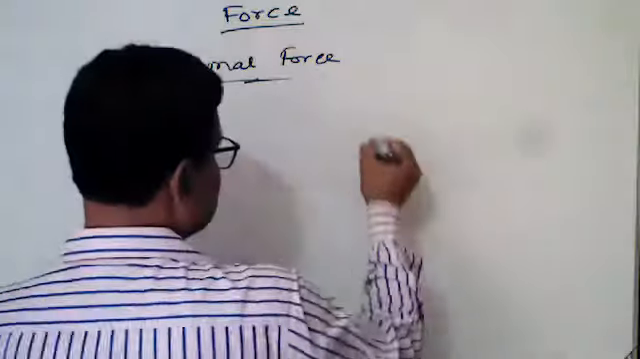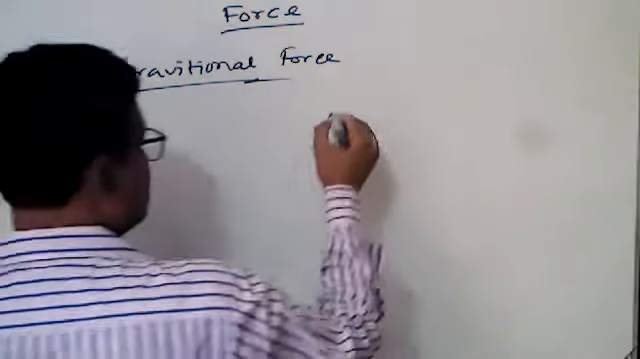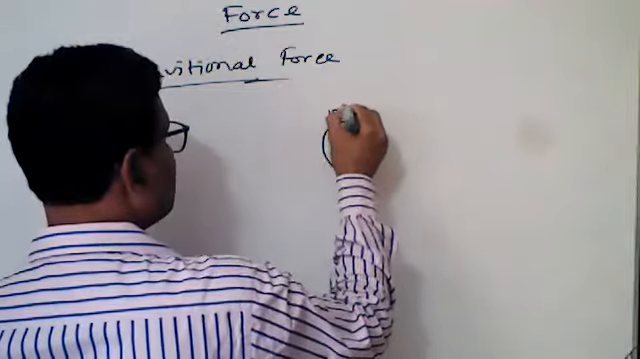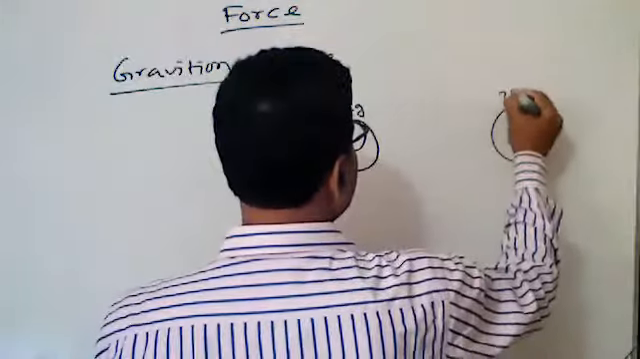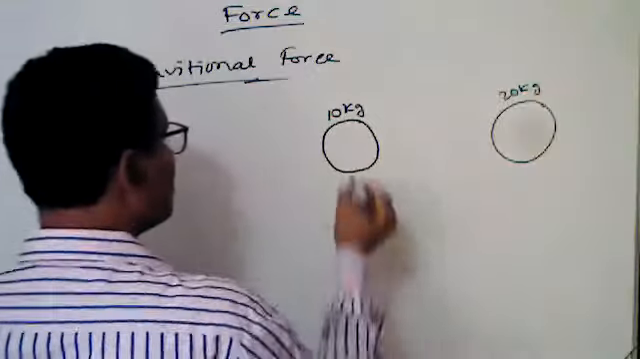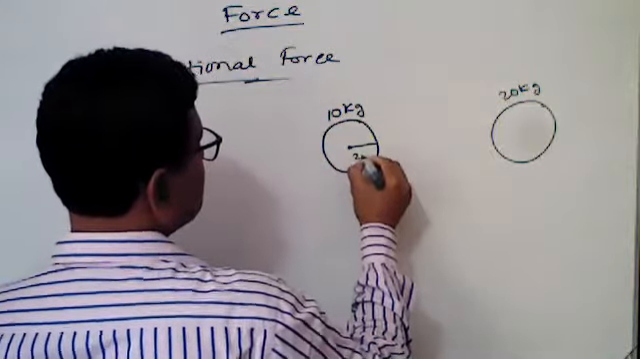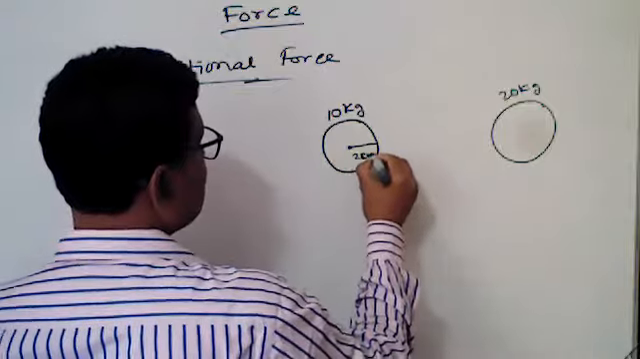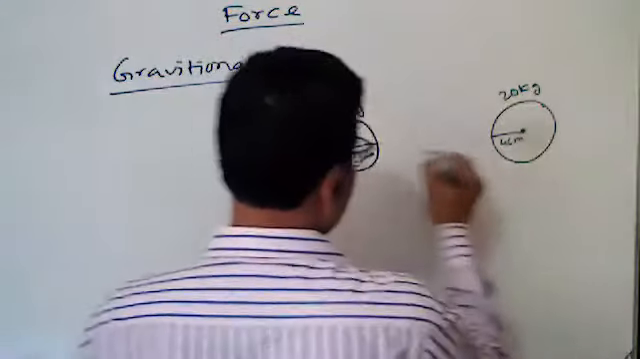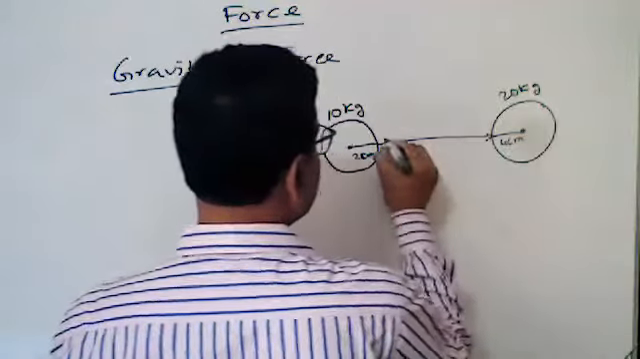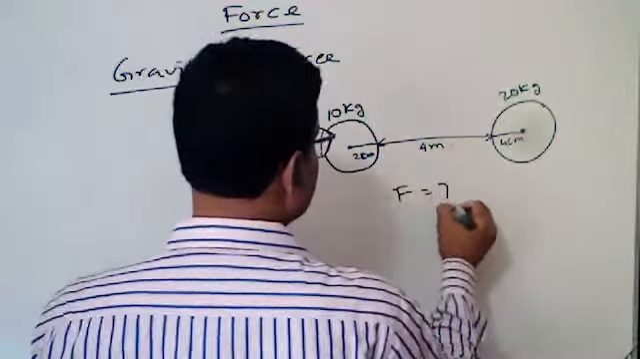Gravitational force. Suppose this is the mass. The mass of this object is 10 kilogram, and this object is 20 kilogram. The radius of this object is 2 centimeter, and the radius of this object is 4 centimeter. The distance between them is, suppose, 4 meter. What will be the force?